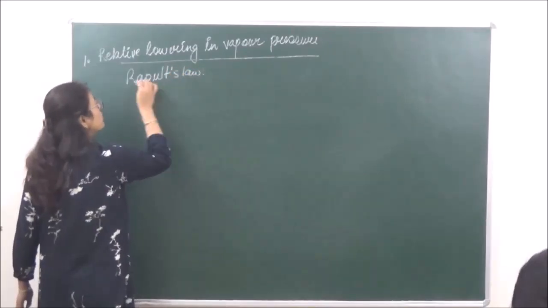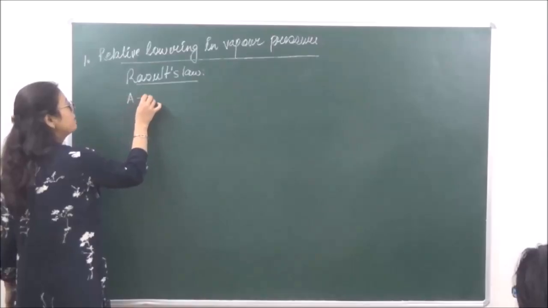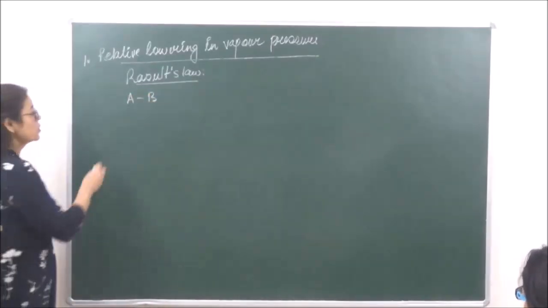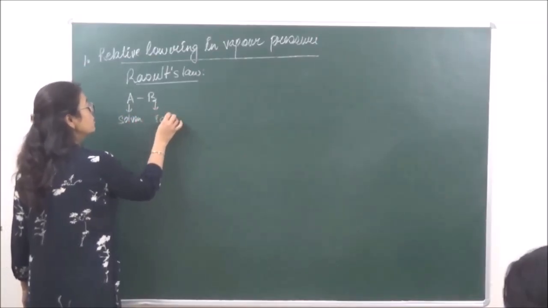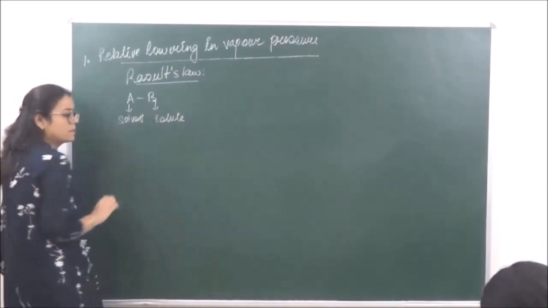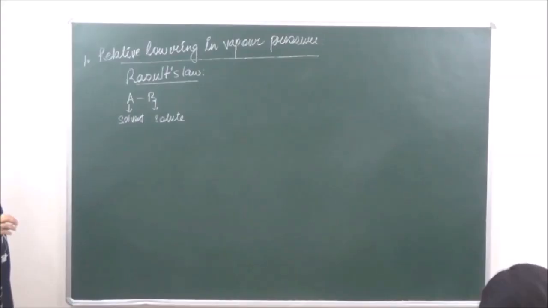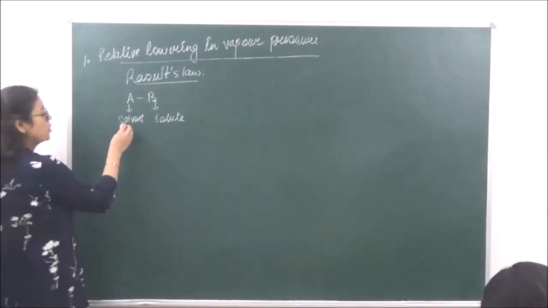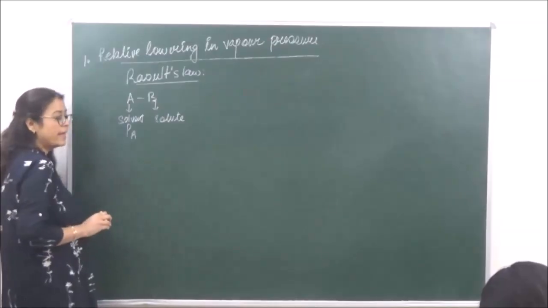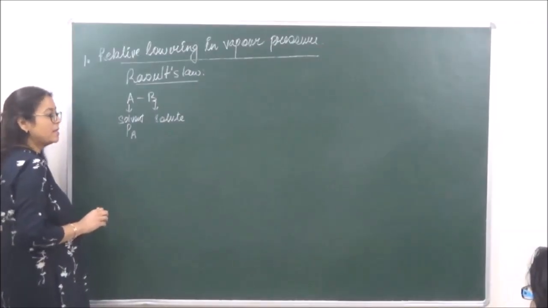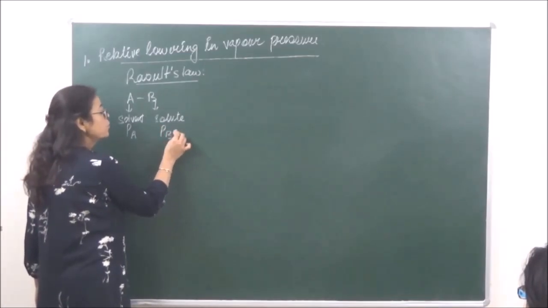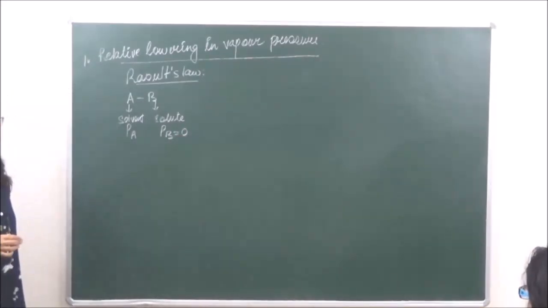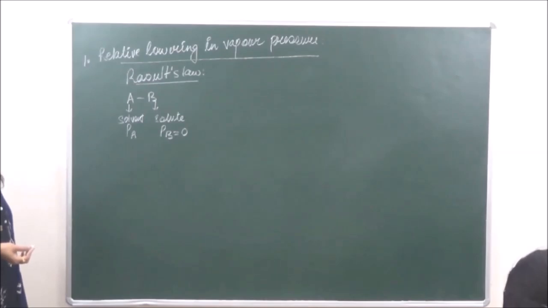According to Raoult's law, we are taking a binary solution AB in which A is the solvent and B is the solute, right? We say that the pressure due to A should be PA, because this is the solvent, but this is a non-volatile solute. So in this case the pressure due to B is going to be equal to 0, because a non-volatile solute will not enter into vapor state, therefore it will not exert any pressure, right?